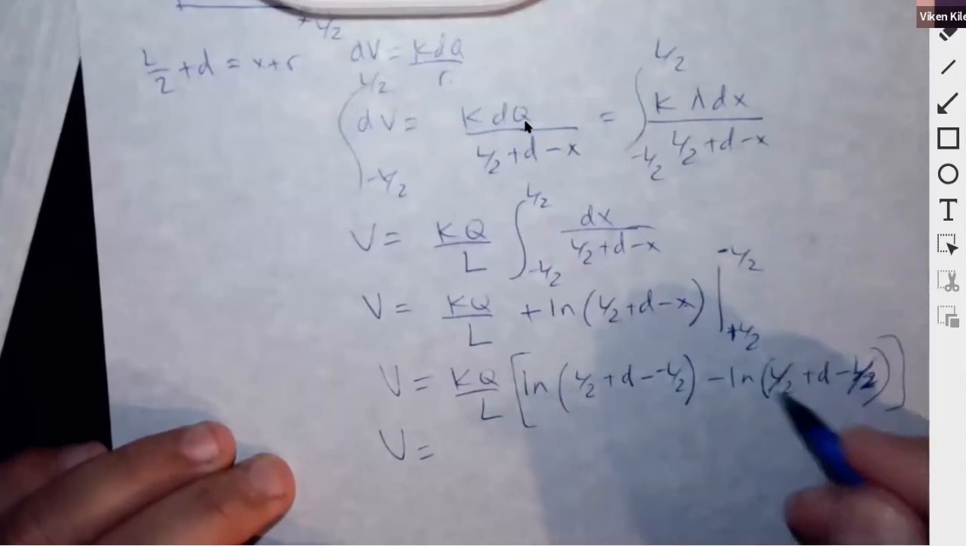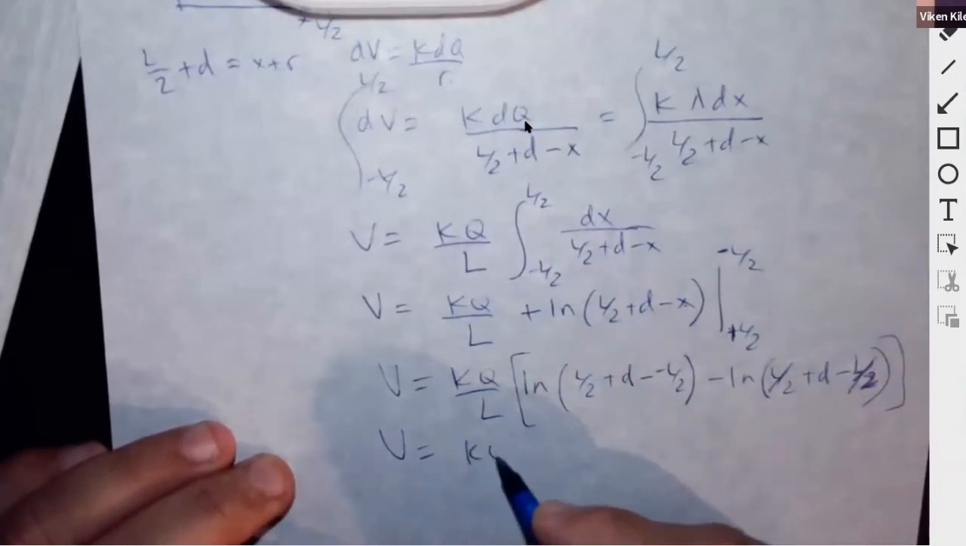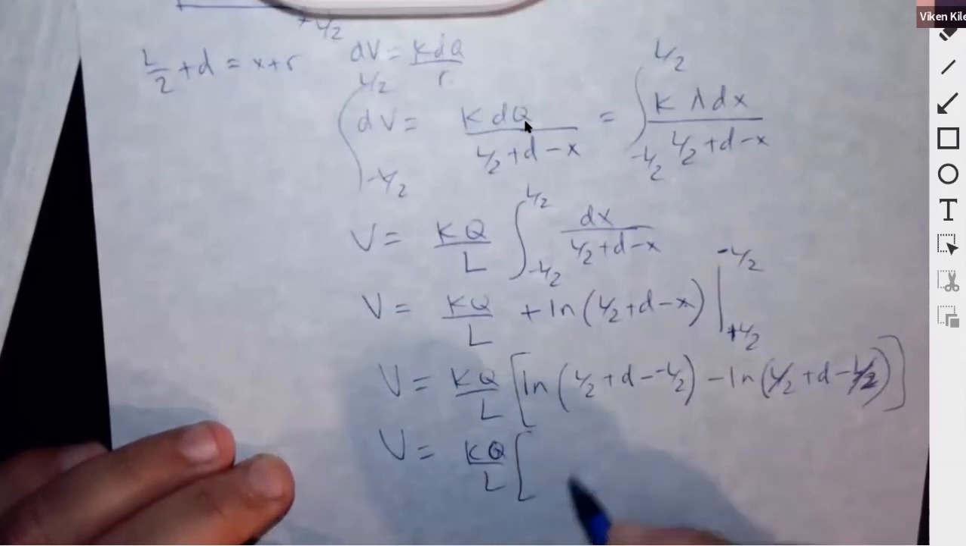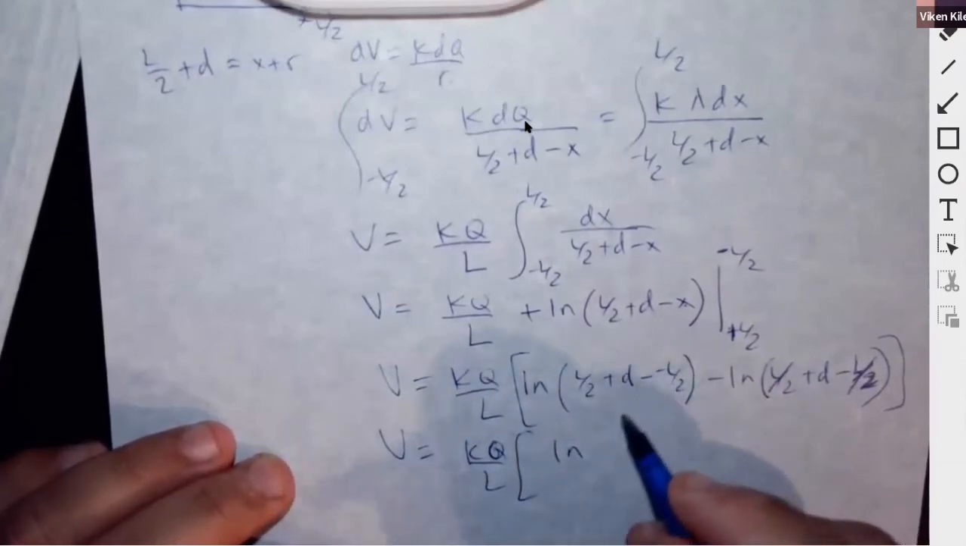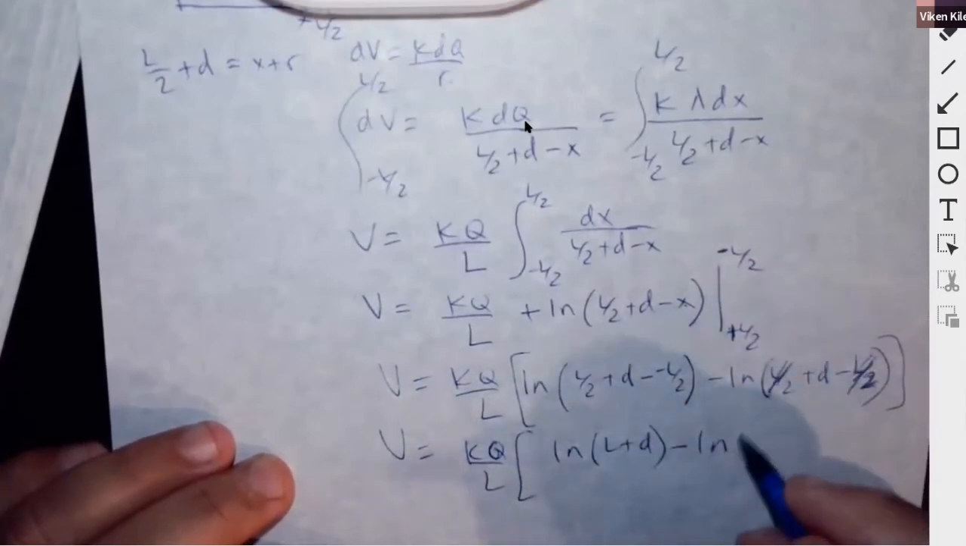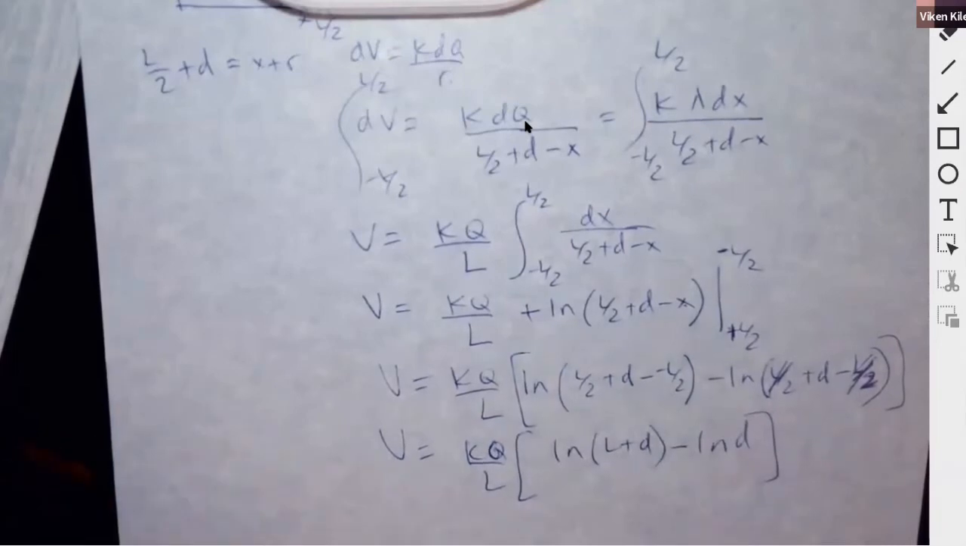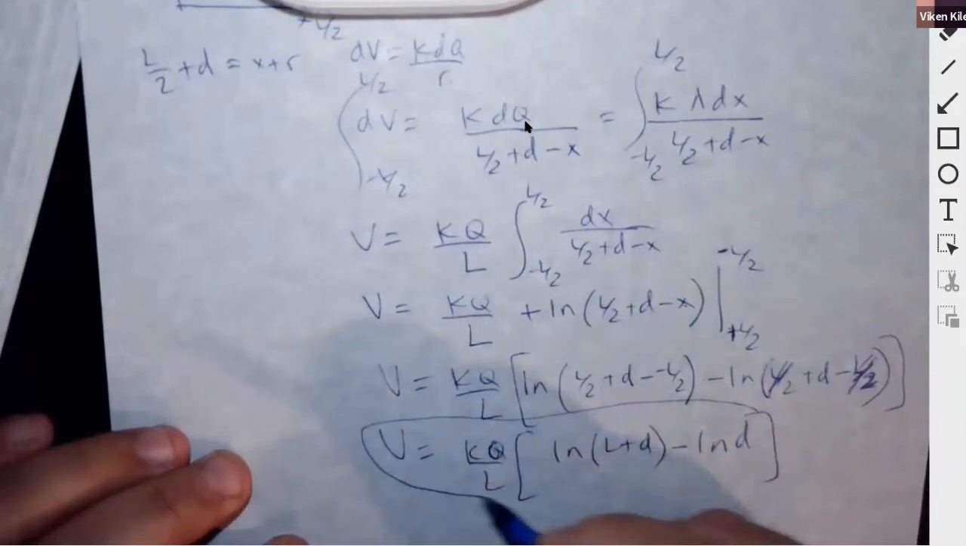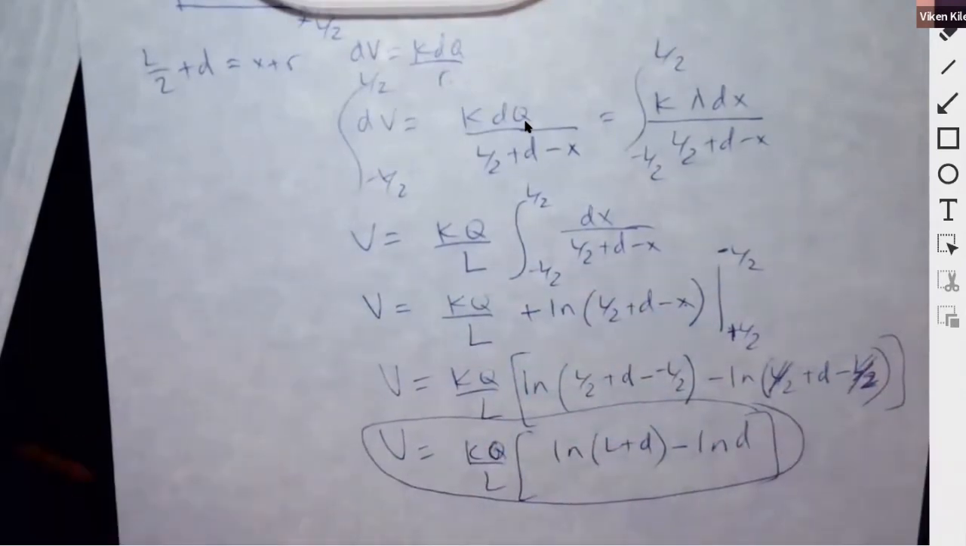Okay, so then this cancels. So then you have KQ over L, ln of L plus D minus ln of D. So that's the general equation for the voltage on the side of a non-uniform charge. So now we have the general equation for both.